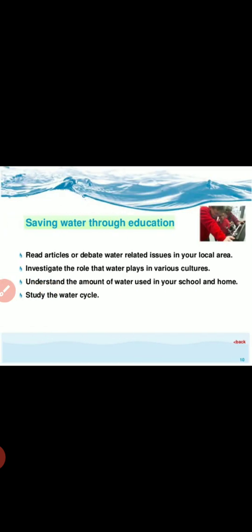So what are the ways to save water? Saving water through education. Read articles or debate water related issues in your local area. Investigate the role that water plays in various cultures, understand the amount of water used in your school and home, then study the water cycle.